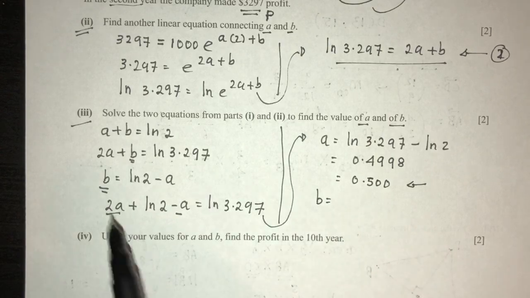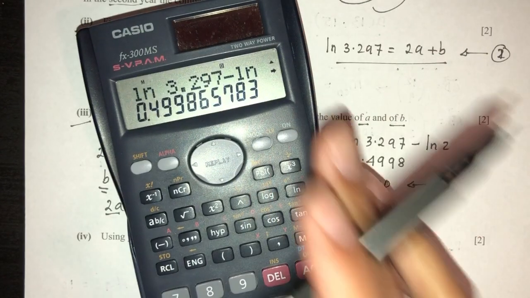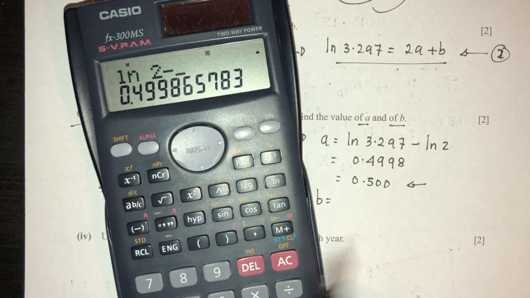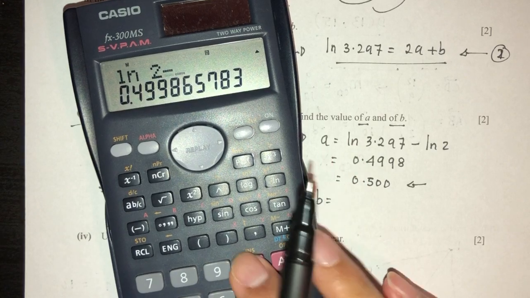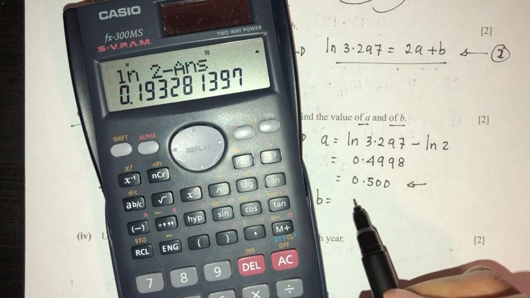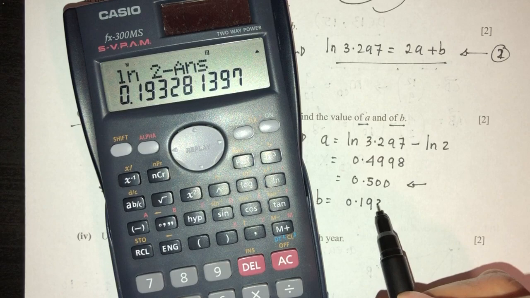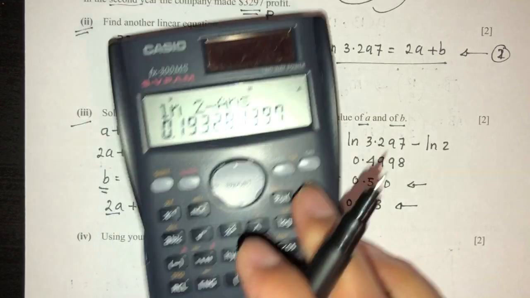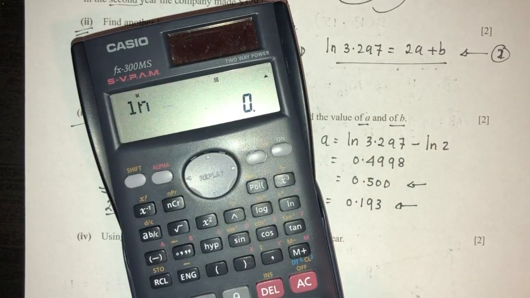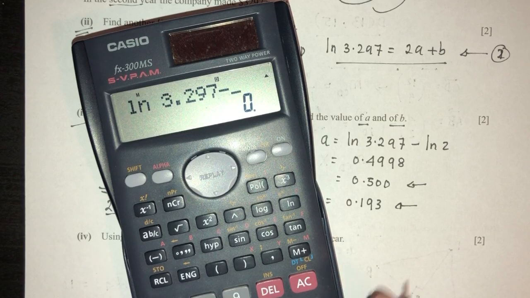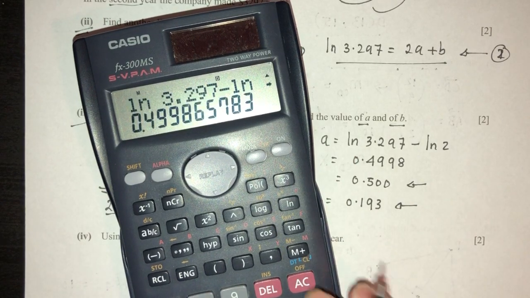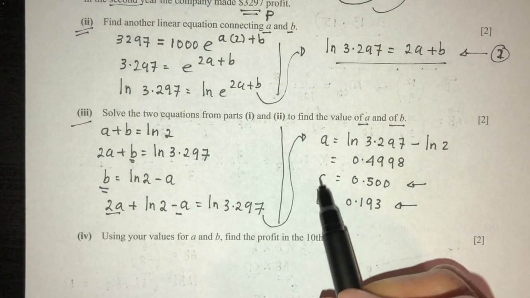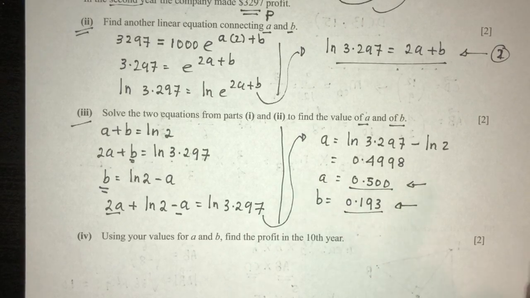B will be ln 2 minus A. So ln 2 minus 0.500, so the answer will be 0.193. That is the value for B. So let's double check: ln 3.297 minus ln 2. Yep, that is correct. So two values, A is this and B is this.